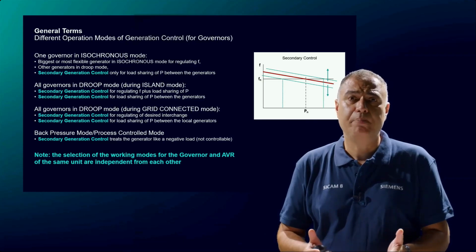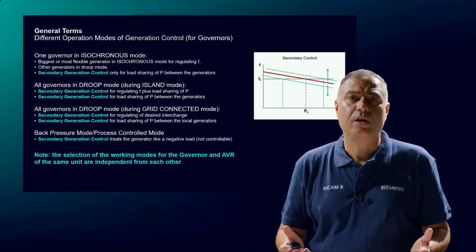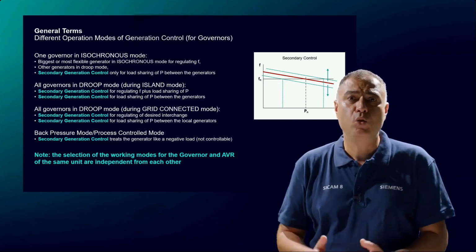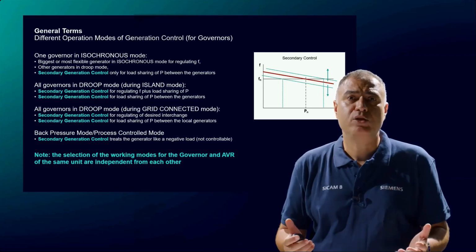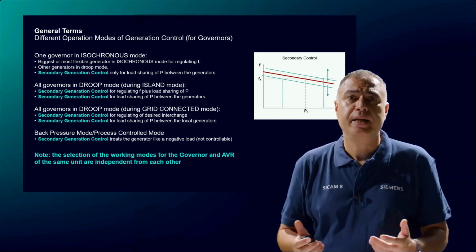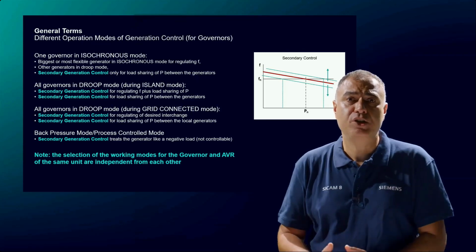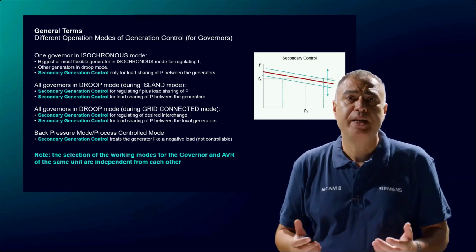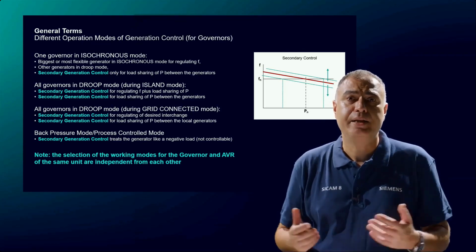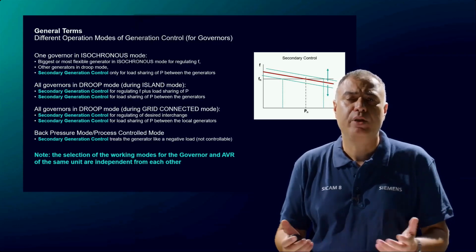In the third example, all governors working in droop mode and the plant is connected to the utility grid. In this scenario, the SICAM generation control system provides the load sharing function and regulates the power exchange with the utility grid.